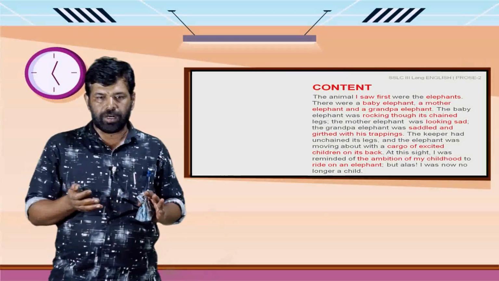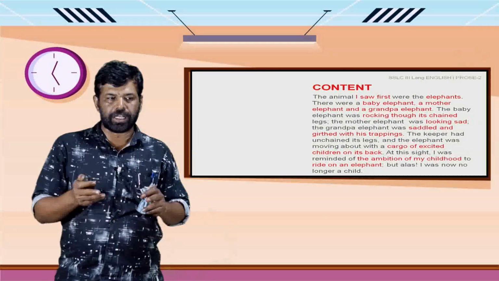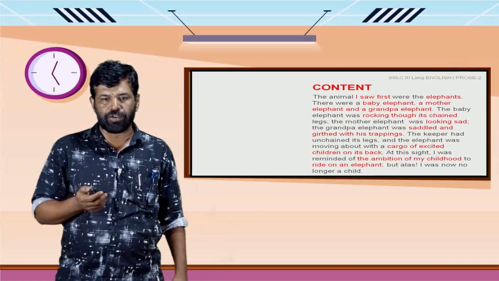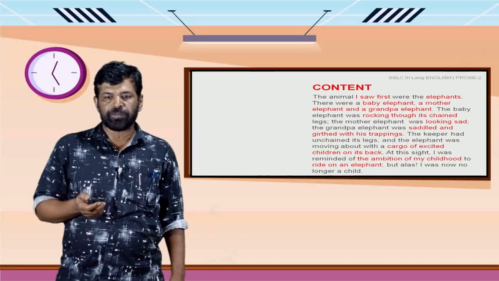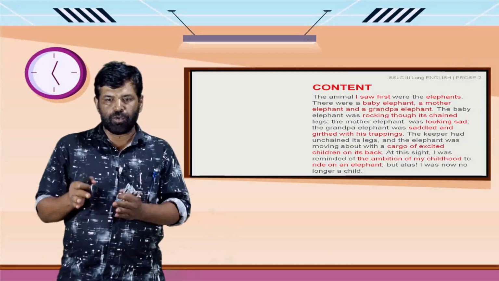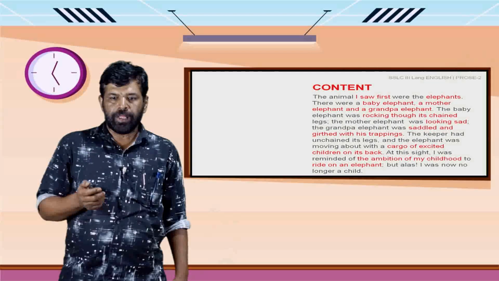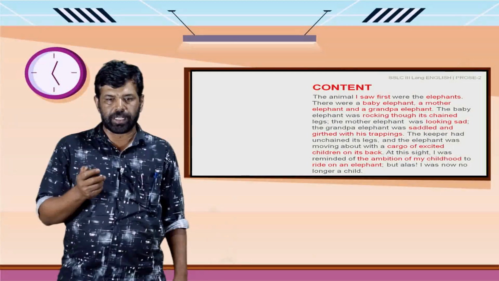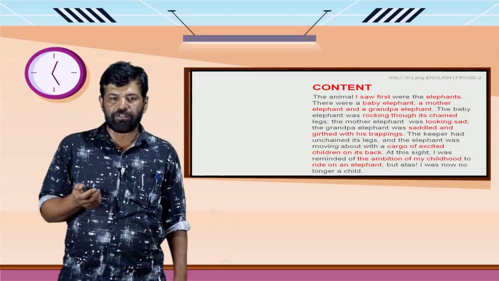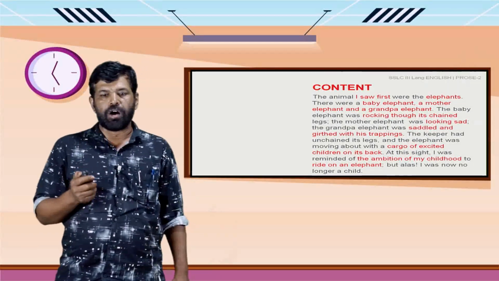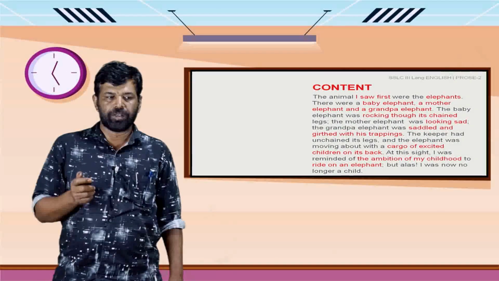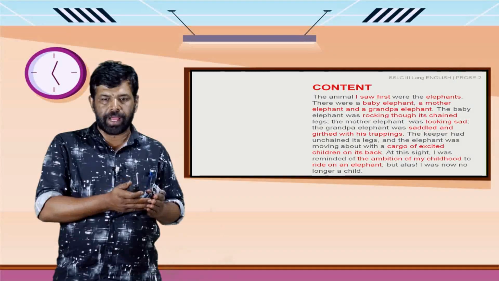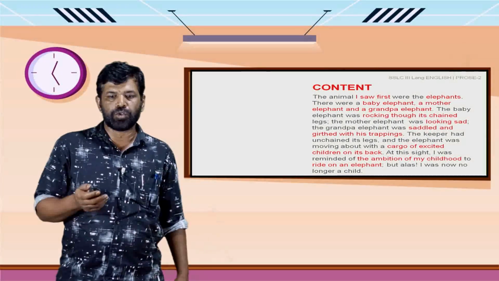So grandpa elephant was completely saddled for seating and everything, because it has to carry the children who have come for visiting the zoo. The keeper, the one who maintains the elephant, had unchained its legs. He has removed all the chains from the grandpa elephant's legs, and the elephant was moving about with a cargo of excited children on its back, because that grandpa elephant was about to carry the children on its back so that children enjoy the zoo.